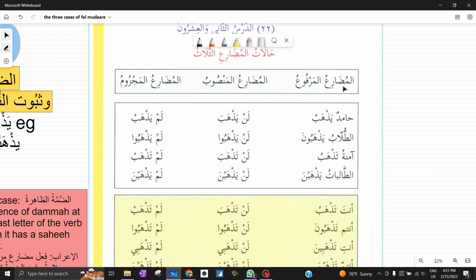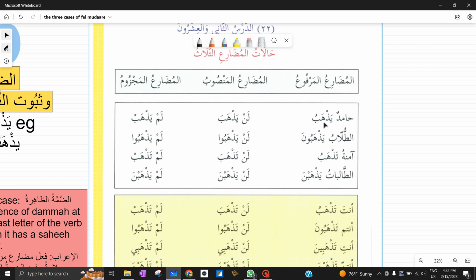Now in marfu case, Hamidun yadhhabu. Here it is a simple jumla with a fail, and they have given Hamidun yadhhabu. So we will only concentrate on the present tense here. For a simple fail, dhahaba, in present tense it comes yadhhabu.